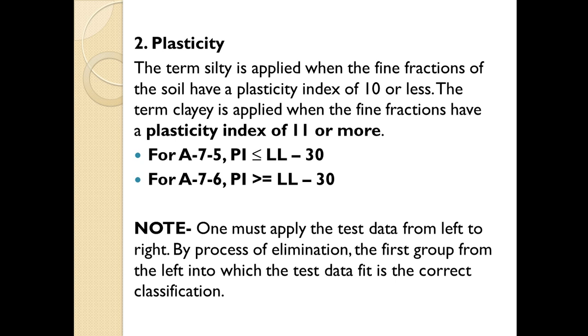We will be evaluating the value of liquid limit minus 30. As I told, my liquid limit was 50. So 50 minus 30 is 20, and my plasticity index was 15. So 15 is obviously less than 20, which was my value of liquid limit minus 30. Therefore my soil will be classified in the A7-5 category. And if, for example, my plasticity index is 50 and my value of liquid limit minus 30 is 10, then that soil will be classified in the A7-6 category.